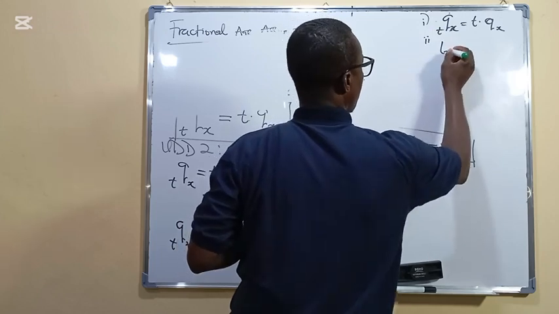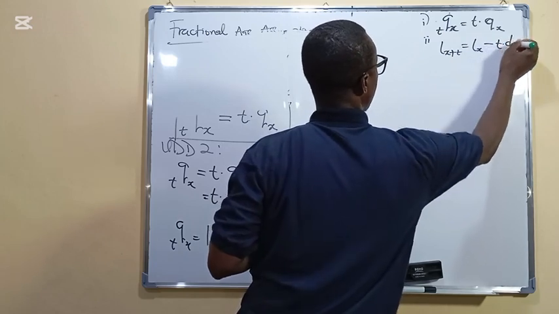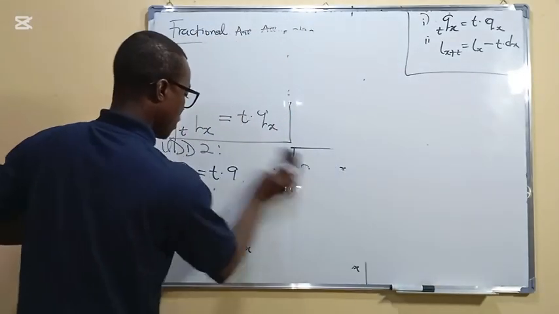Secondly, I was able to have this: lx plus t is equal to lx minus t dot dx. So I'm having this by the side. So I'm going to erase this.